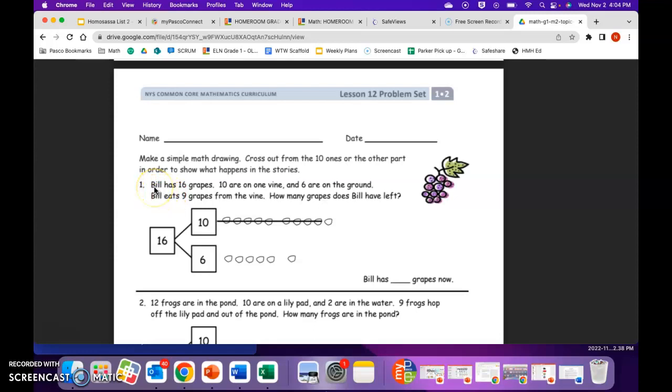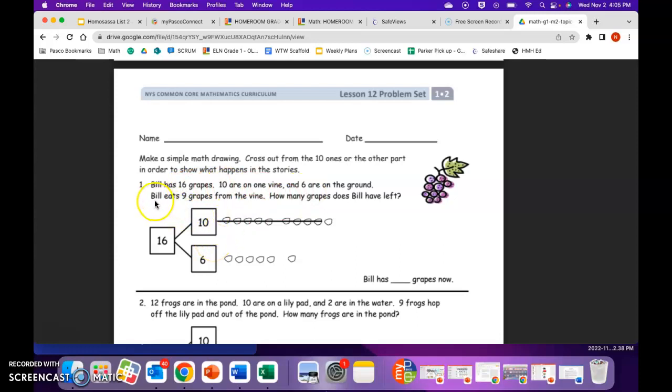So this word problem says, Bill has 16 grapes. Okay, that's where we got our whole, 16 grapes. 10 of them are on the vine, so that's one of our parts, 10. And 6 are on the ground. There's our other part of 6. Friends, we know that both of our parts added together equal our whole. So this has already been done for you. There's nothing for you to figure out. You're just plugging those numbers into the number bond.